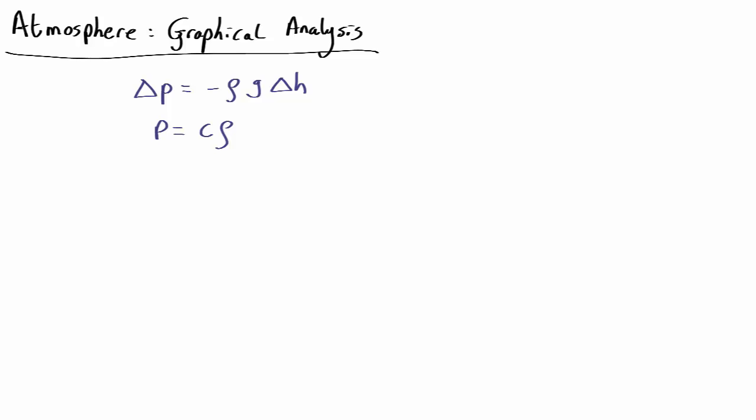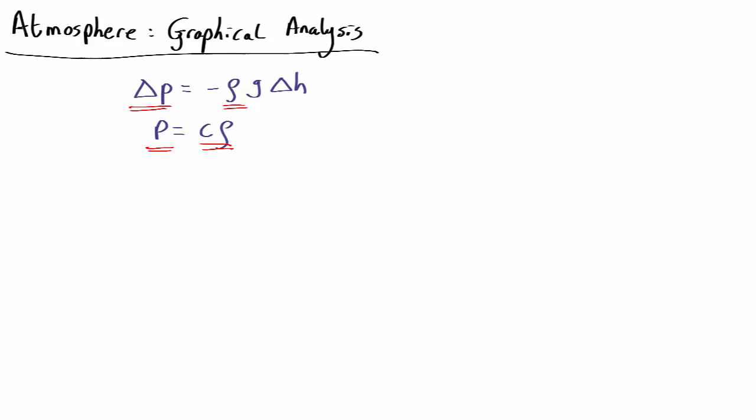Okay, let's try and do a graphical analysis now. We know that the change in pressure across a slab of the atmosphere is proportional to minus the density of that slab. And we also worked out, by assuming things were an ideal gas with the same temperature, that the pressure is proportional to the density with a constant c that we worked out.